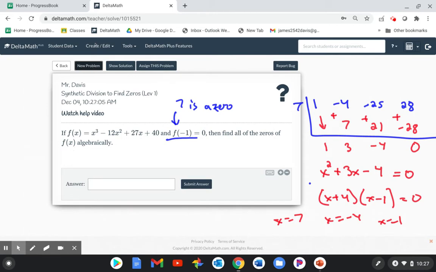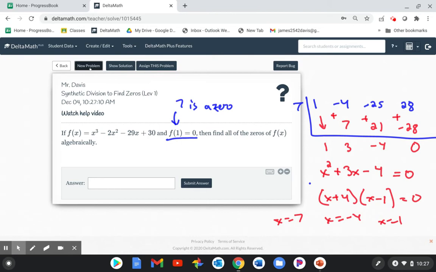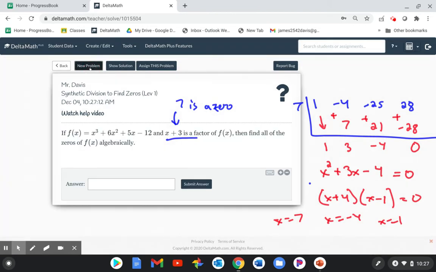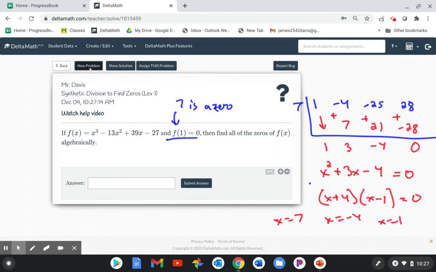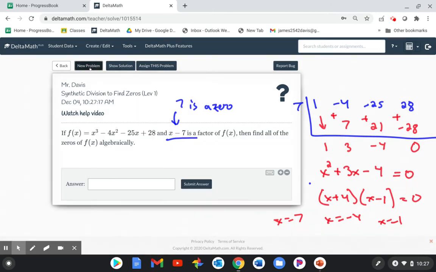All right, and let's try another one. I guess those are the only two forms you'll see. The factor, or the f of whatever is a 0. Well, let's just do this last one here.